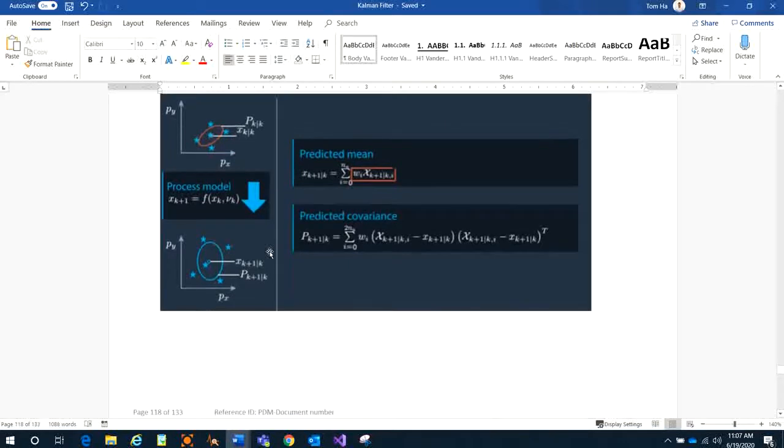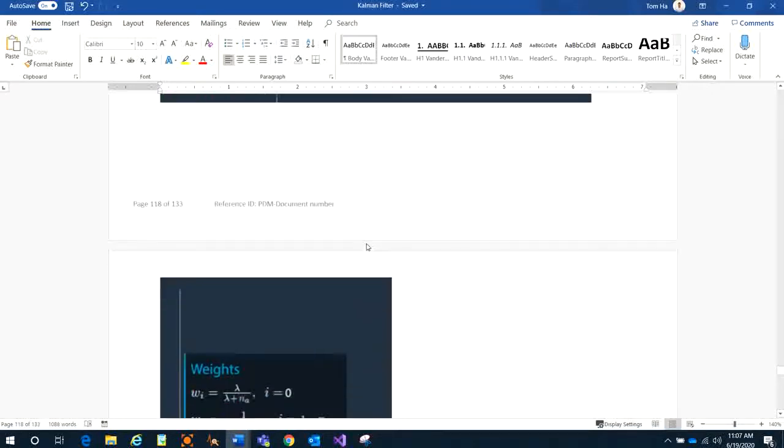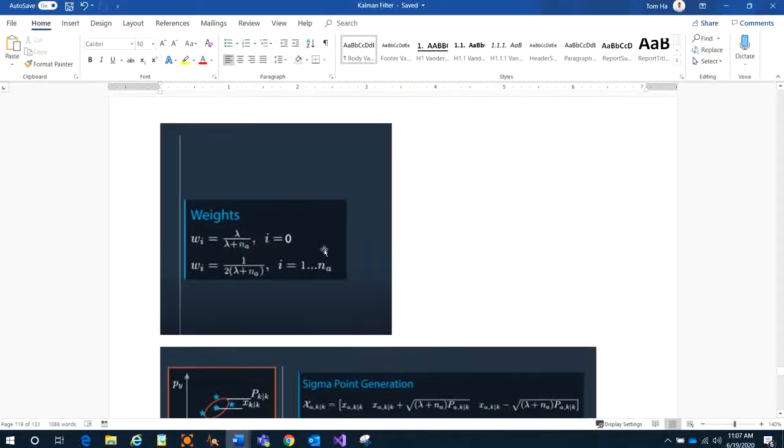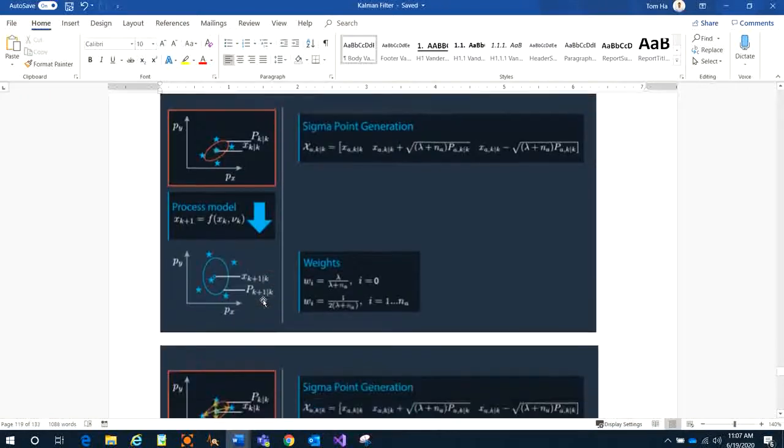So we have a formula to predict the mean and predict the covariance. The formula right here, you see. But right here is a little bit different. We add the weight, Wi, right here for each column. Okay, each sigma point. So how do we calculate the weight right here? The formula for the weight right here is related to the lambda we talked about before. Why? Let's think of it like this.